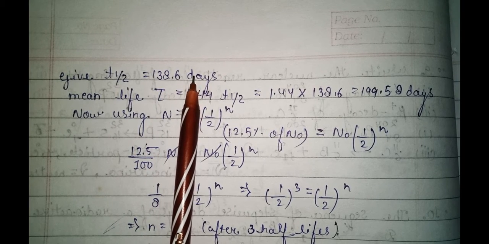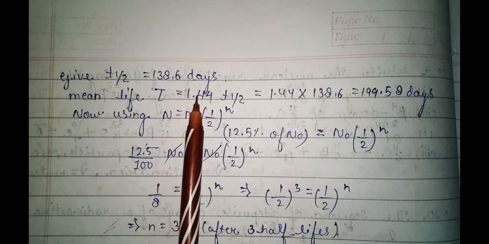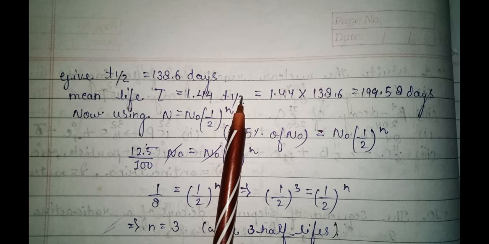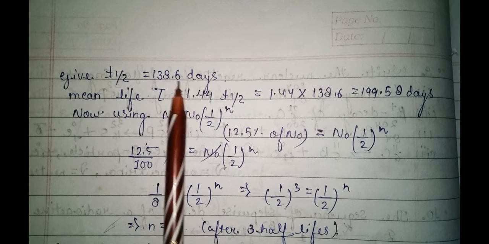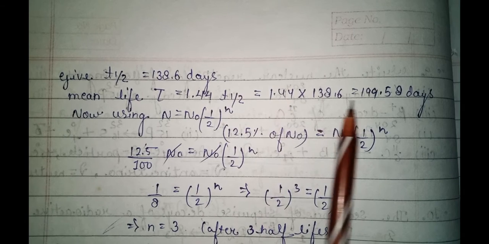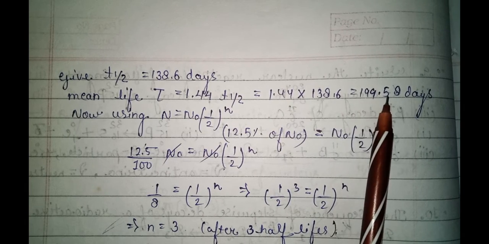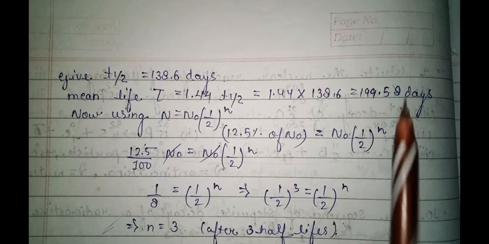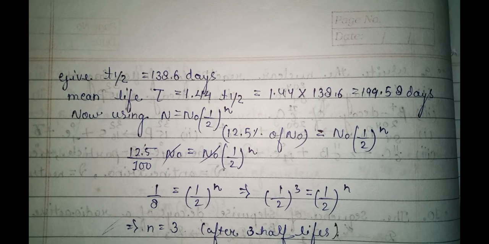Now we have to calculate the mean life, which is represented by tau, which is equal to 1.44 into T half. We already have the value of T half. If we multiply this with 1.44, then we will get our mean life, that is 199.58 days. Now we have to find the time after which the undecayed nuclei will be left up to 12.5% of the initial value.